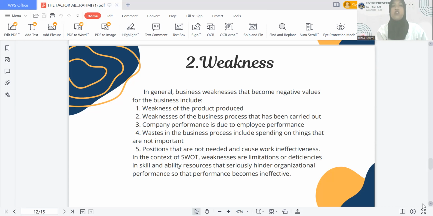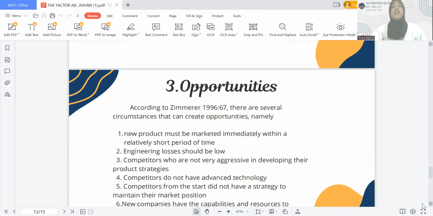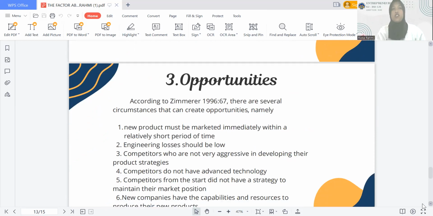In the context of SWOT, weaknesses are limitations or deficiencies in skills and abilities that seriously hinder organizational performance so that performance becomes ineffective. And the next is opportunities.